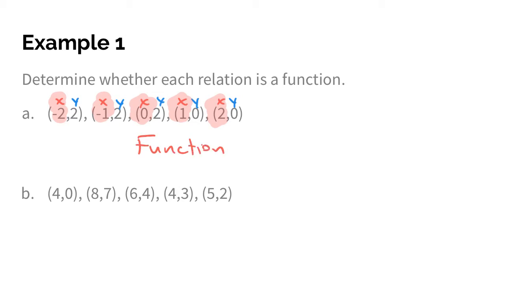Now, you will recognize, hopefully, that while I do not have repeating inputs, I do have repeating outputs. Notice that, for example, I have -2, -1, and 0. All of those are paired with the same output of 2. That is okay in this case, because it is possible to have multiple inputs that have the same output.